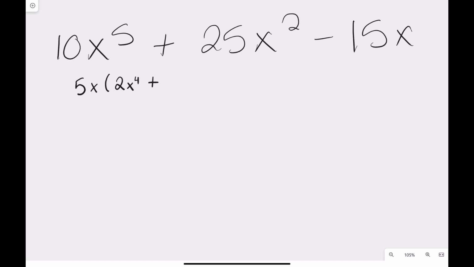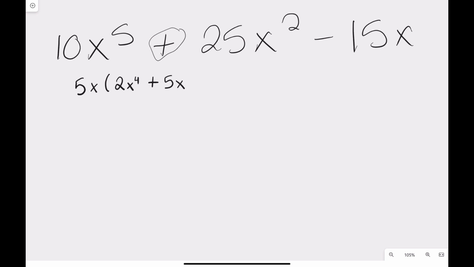Then we look at the next term. Now 25x to the power of 2 is positive because of this positive out front. So we're going to add a positive inside of the bracket. Then we're going to see the coefficients. So to get from 5x to 25, we need to multiply 5 by 5. And then again, using exponent laws, to get from x to x squared, we need to multiply x by x.